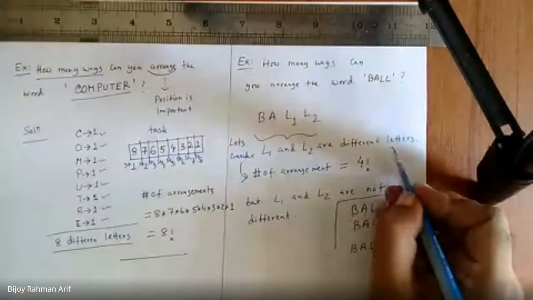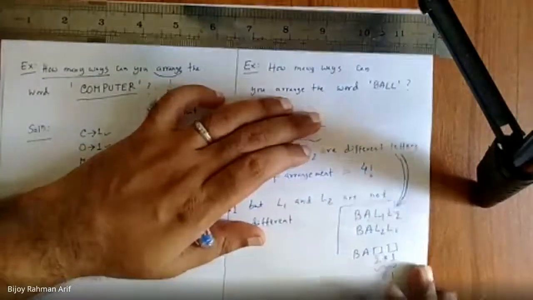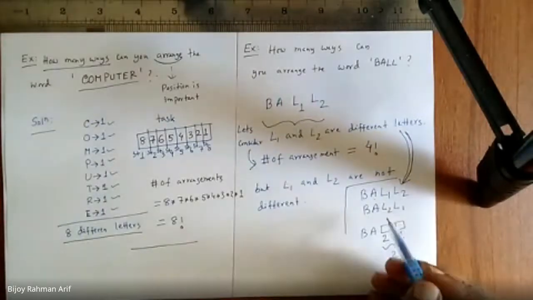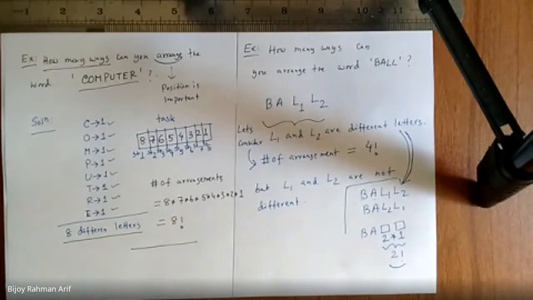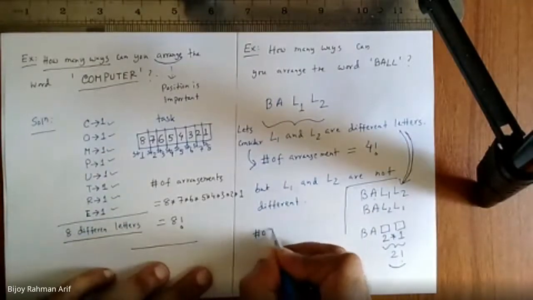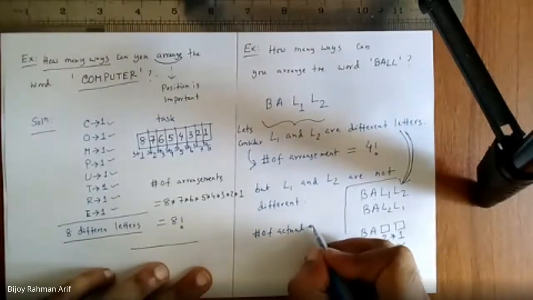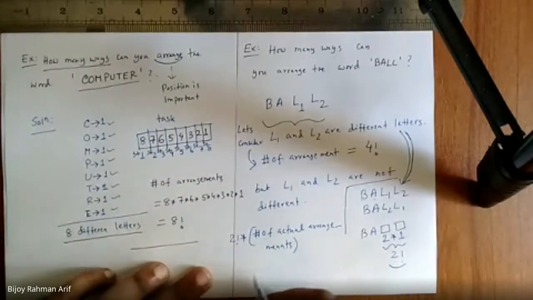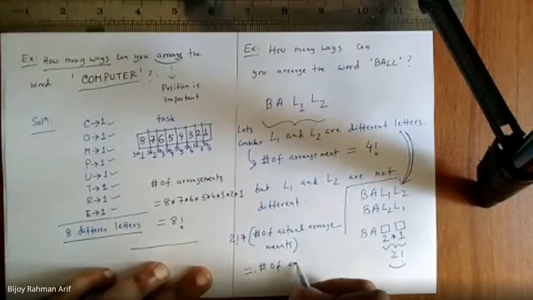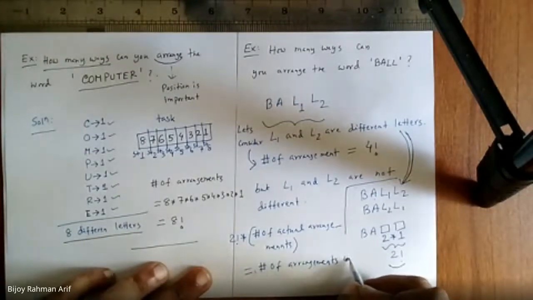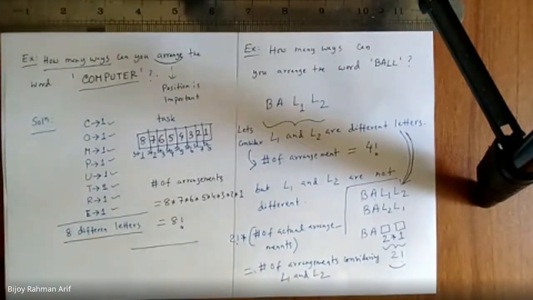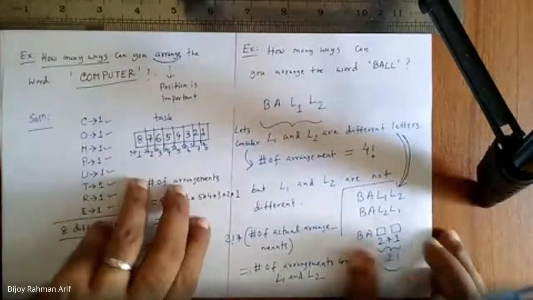So if we consider L1 and L2 as different, then we always get 2 factorial times more than considering L1 and L2 as not different. So the number of actual arrangements times 2 factorial is nothing but the number of arrangements considering L1 and L2 as different. Do you agree with me or not? Yes. So it is something like this. Actually, I have only one.